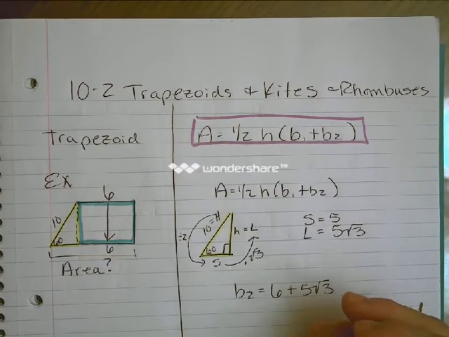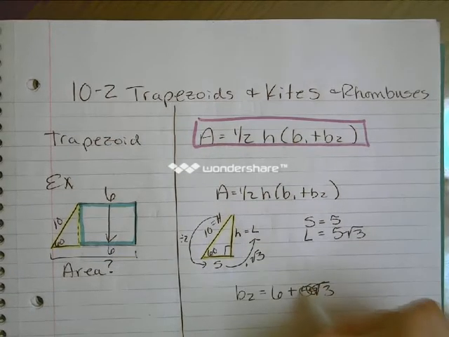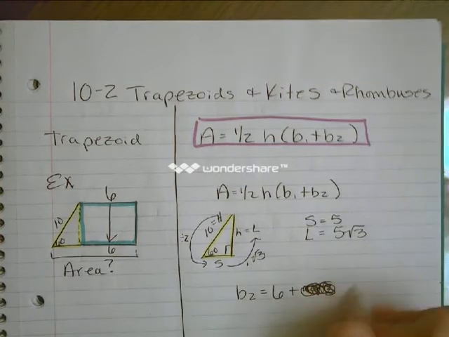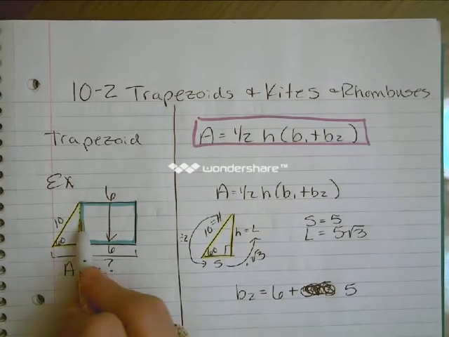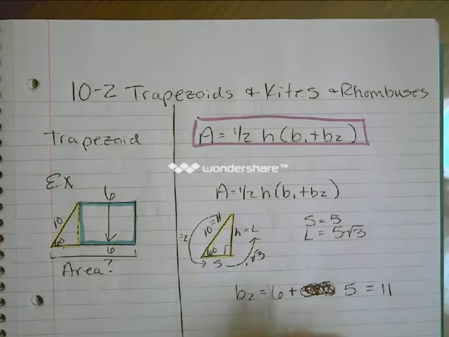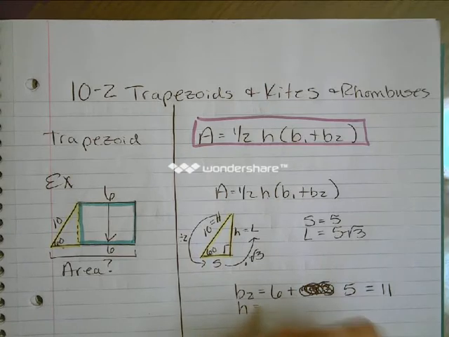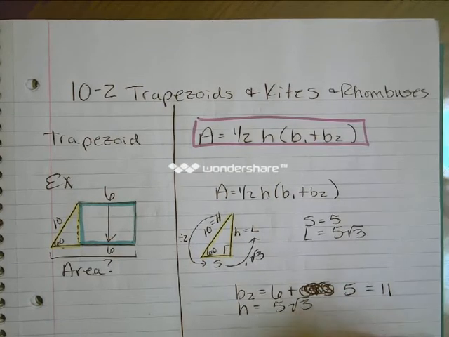I'm sorry. No, 6 plus 5, because this part was 5. This part was 5 square root 3. So that's 11. So my base 2 is 11. And my H is 5 square root 3. I apologize. Now I can plug into the formula.